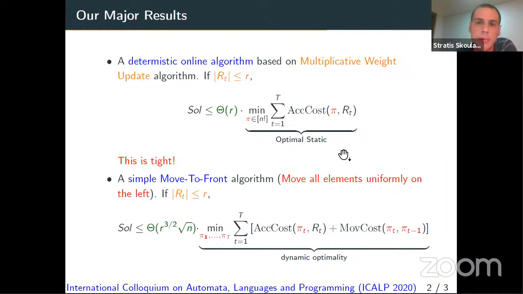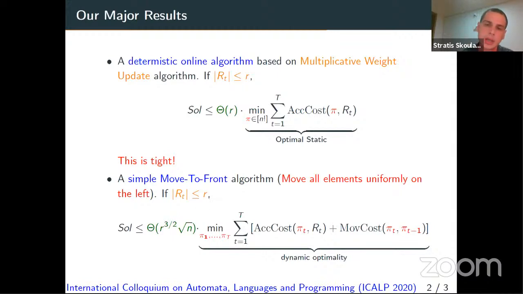So this is a slightly easier benchmark to achieve. However, we prove that even against this easier benchmark, you cannot achieve better than Theta(√n). And for the more general benchmark, which is dynamic optimality, compared with the optimal solution that can switch permutation from round to round, we present a very simple move-to-front kind of algorithm.